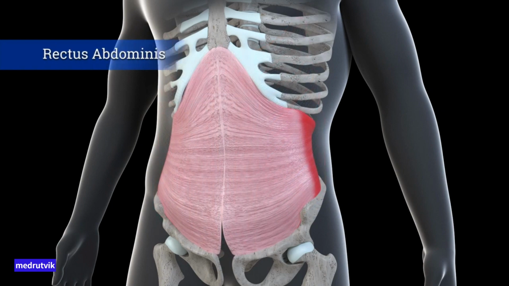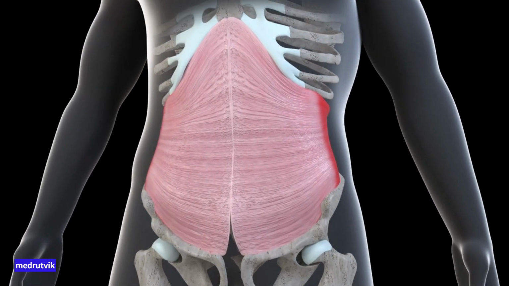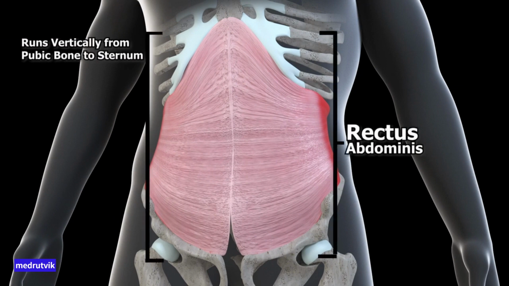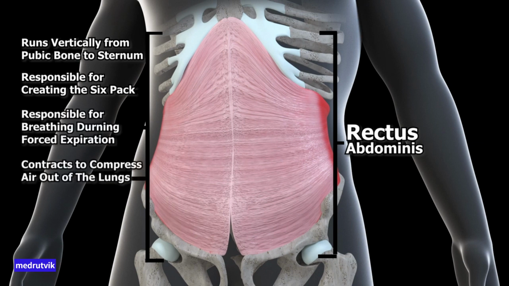Moving on to the rectus abdominis, which is the most well-known abdominal muscle. This muscle runs vertically from the pubic bone to the sternum and is responsible for flexing the trunk and creating the six-pack appearance. The rectus abdominis is also involved in breathing, particularly during forced expiration. This muscle contracts to compress the abdomen and push air out of the lungs.